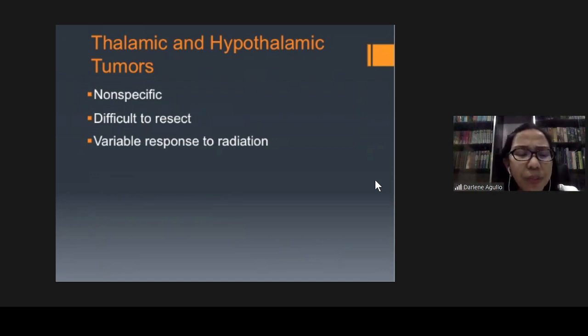Patients will also present with endocrinopathy kasi nga gitna siya. Very difficult to resect because of its location, and the response to radiation is variable also.